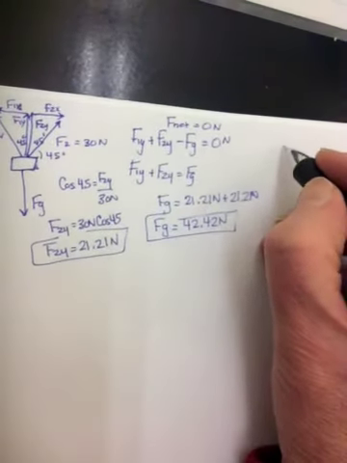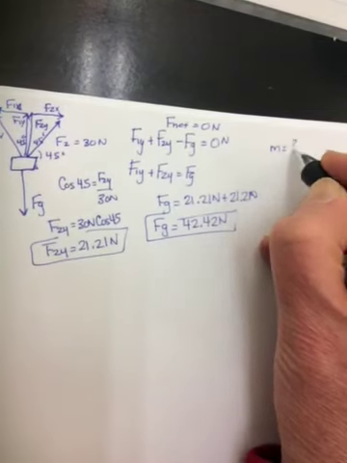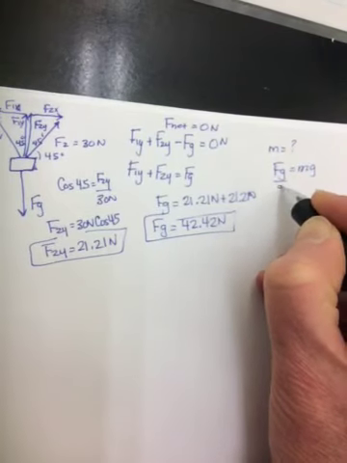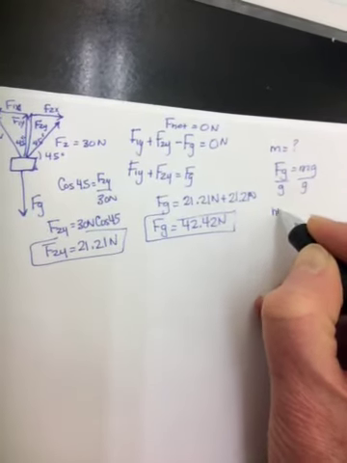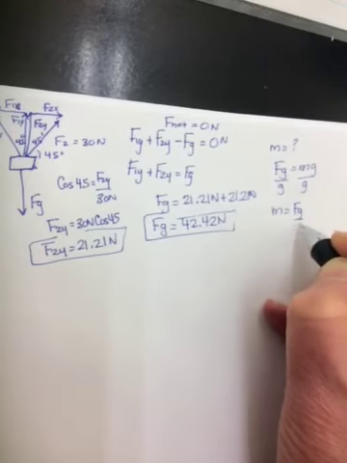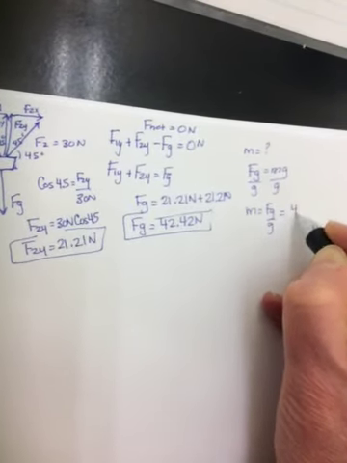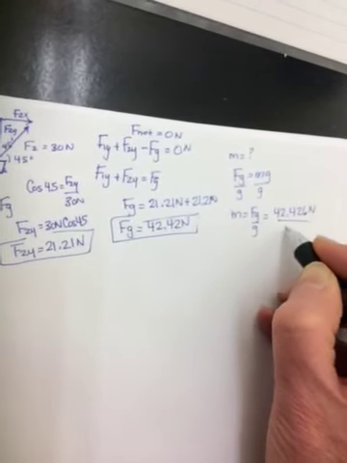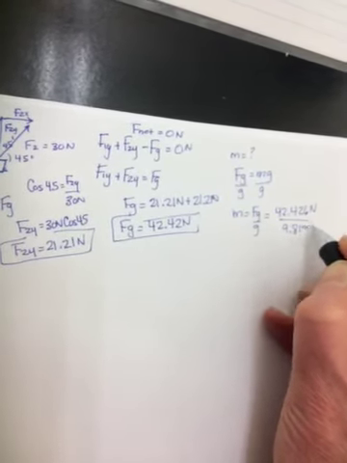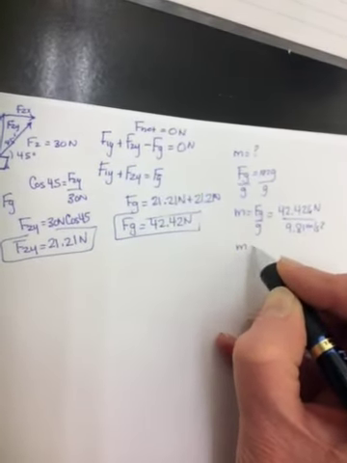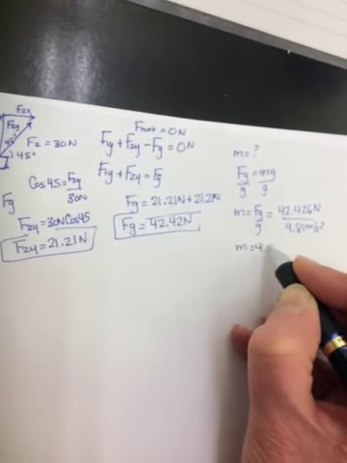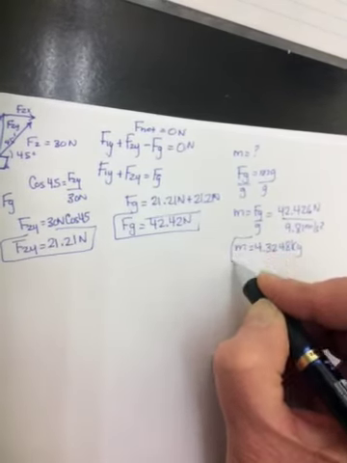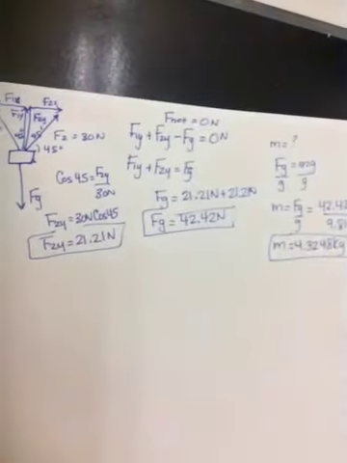So this last part of the question says, what's the mass? Well, we know Fg is equal to mg. So we can solve for m by dividing both sides by g. So m is equal to Fg over g. So it'll be 42.426, if I believe my answers on the sheet, divided by 9.81 meters per second squared. And when you do this, you should get a mass of 4.3248 kilograms. Number 1 is now complete.